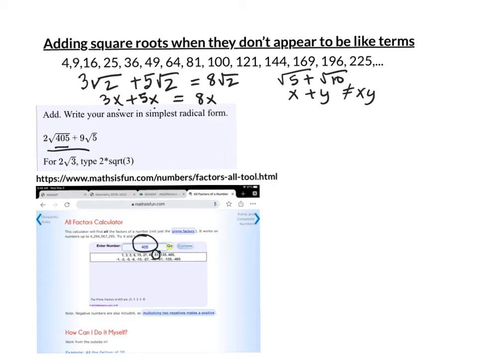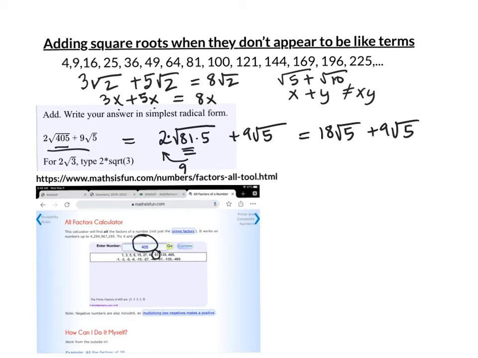This problem then becomes 2 root, and 405 divided by 81 is 5, so that's 81 times 5, plus 9 root 5. And we know that the square root of 81 simplifies. Its square root is 9. So that 9 goes out front. Remember, there's times right there between the 2 and the root. Square root of 81 is 9. 9 times 2 is 18. So this is 18 root 5 plus 9 root 5.